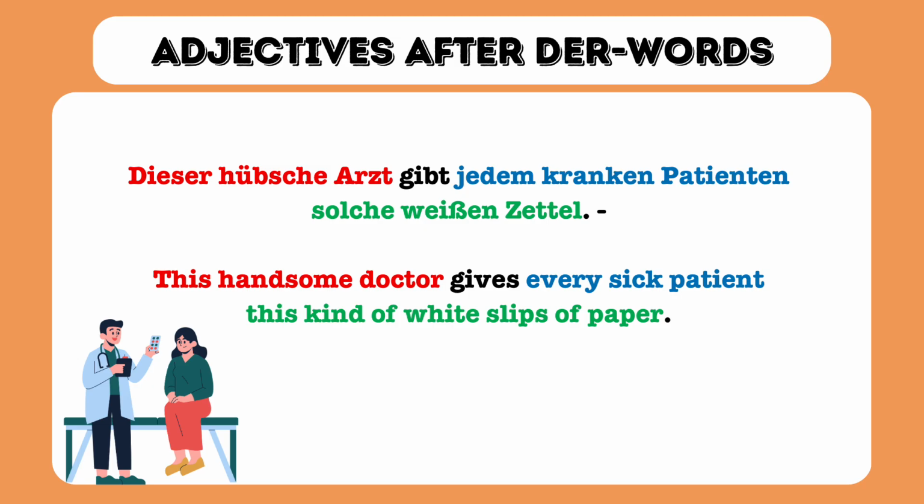The thing that he is giving are these white pieces of paper. Solche ends with an E because this is plural. Weißen ends with an en because again, this is plural. It has an article in front of it, so we put en at the end of the adjective. Patienten is the dative form of patient. Patient usually does not have an en at the end of it, but it's one of those weak nouns that I mentioned before. Jedem shows us here that we're using the dative case with this masculine noun. Kranken shows the adjective ending that follows that article, which is an en at the end of it. Dieser hübsche Arzt gibt jedem kranken Patienten solche weißen Zettel.